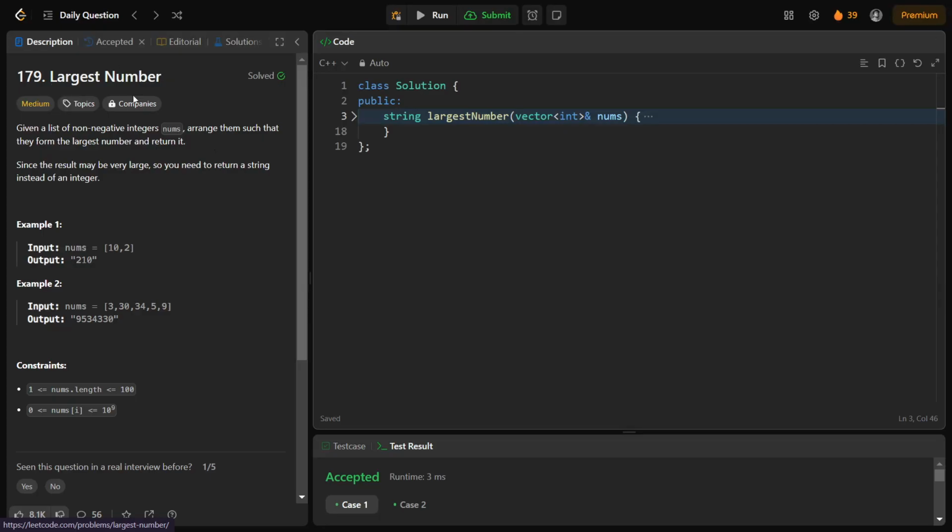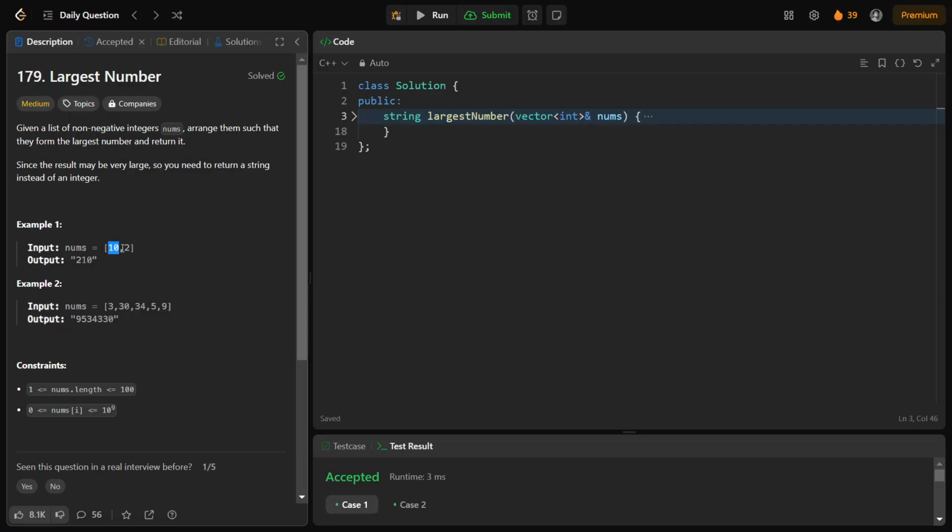The largest number. It's a medium problem, but when you look at the solution you would realize it's way too simple. You would be given a list of non-negative integers. This is important. Arrange them such that they form the largest number and return it. How do they form the largest number? Since the result may be very large, you need to return a string instead of an integer.